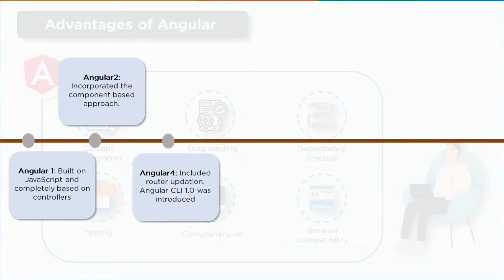Next release was Angular 2. Now, this incorporated the component-based approach, wherein the entire UI was divided into several components and lastly integrated to give the final logic. Next was Angular 4. It included router updation. Angular CLI or Command Line Interface 1.0 was introduced, however not deployed.